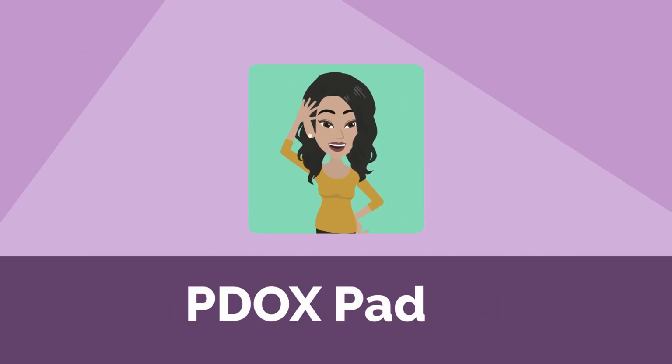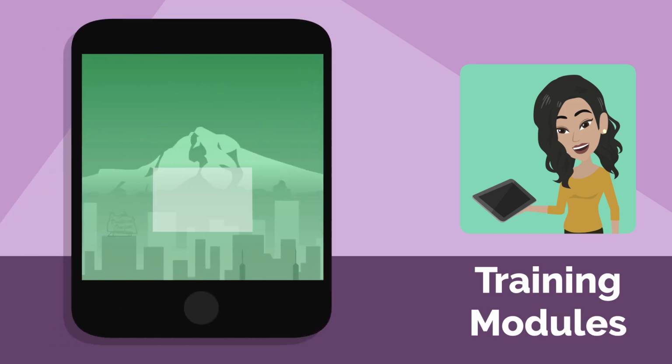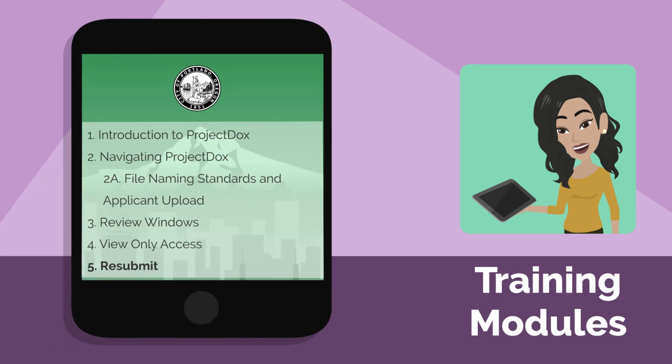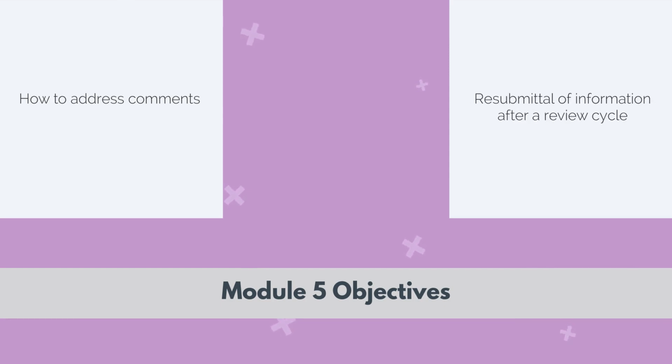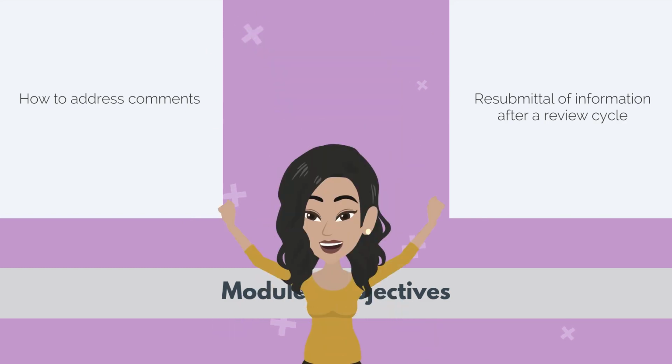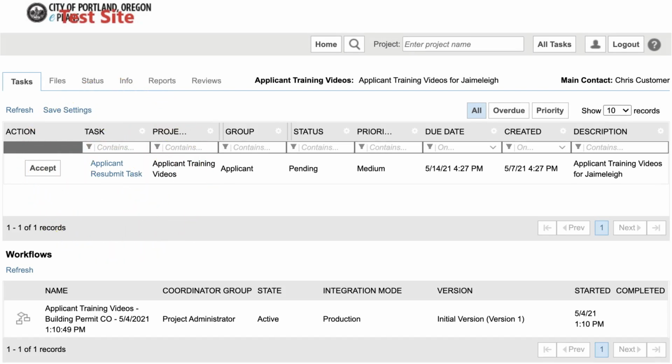Hi again, I'm PDocs Patty, and welcome back to Project Docs Applicant Training. This is the final learning module. Here in Module 5, we will be covering how to address comments and resubmittal of information after a review cycle. Let's jump in. After logging into Project Docs, the Applicant Resubmit task will display. You will need to accept that task by clicking Accept or by clicking directly on the task's name.